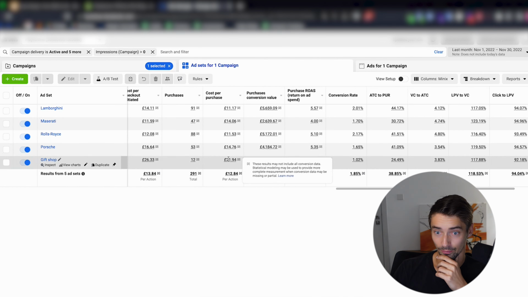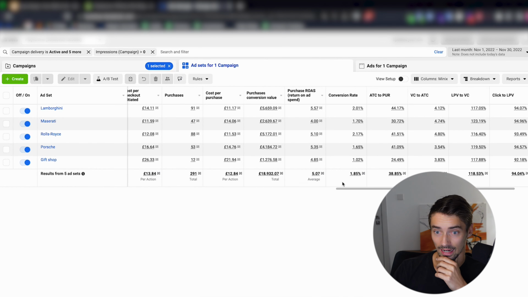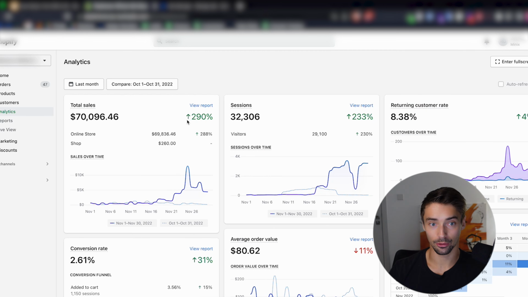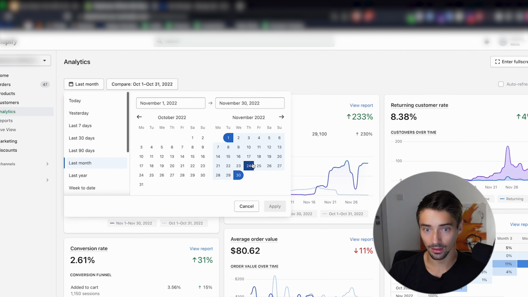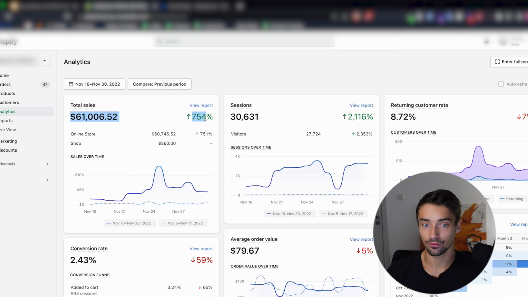And you can see in November, this averaged a 5x return on ad spend, which is also great. But as I said, we don't really look at in-platform data. The most important thing for us was just how does the actual revenue increase, right? So revenue increased 290%. And if we just look at from when we launched the ads compared to previously, ads revenue increased 754% and returning customer rate decreased. So we brought in more new customers, which is great.